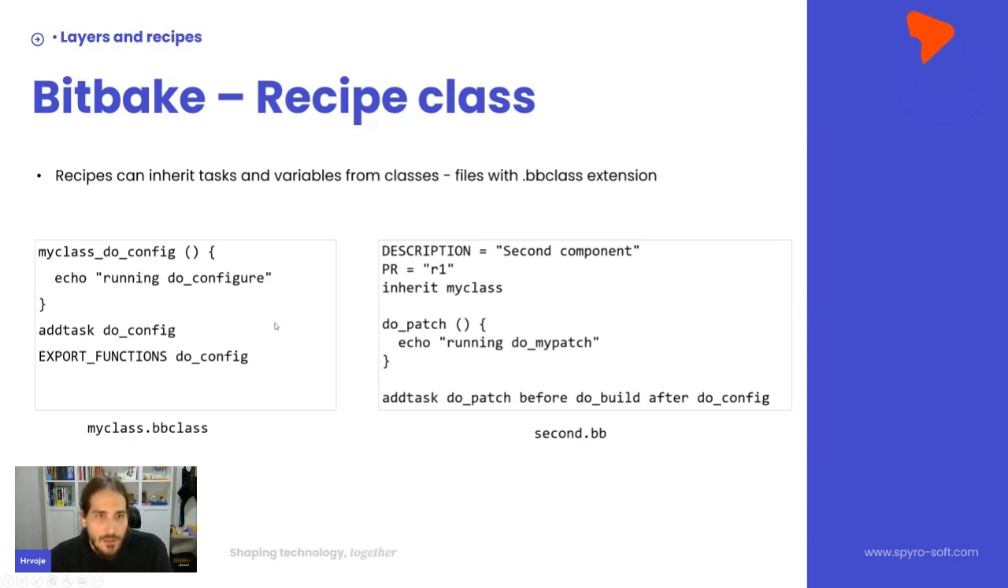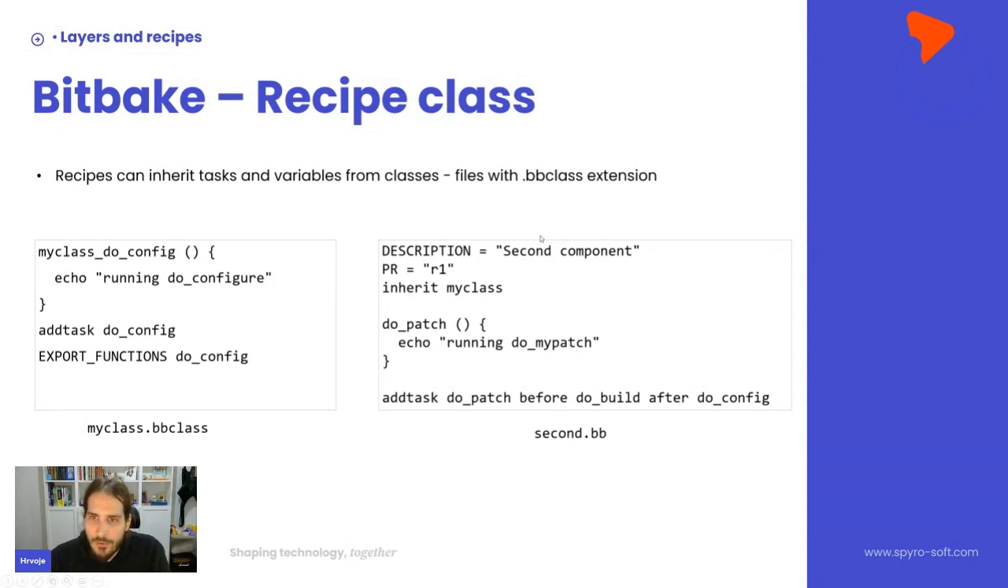So we have one task defined here in the class. It's called do_config. The usual convention is to prefix these tasks with the name of the class, because in case you are inheriting multiple classes, a conflict could happen if the tasks have the same name. Other than that, we can see here a command addtask, which adds the task do_config, and we also have EXPORT_FUNCTIONS do_config, which exports this function so that recipes can actually inherit it and use it.